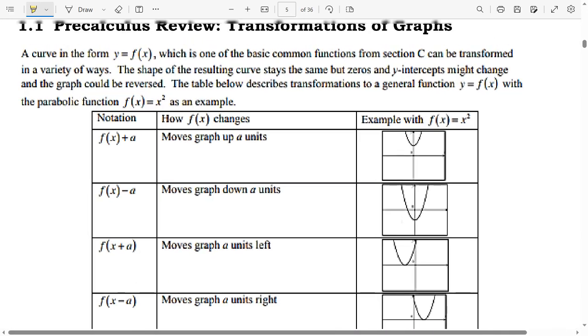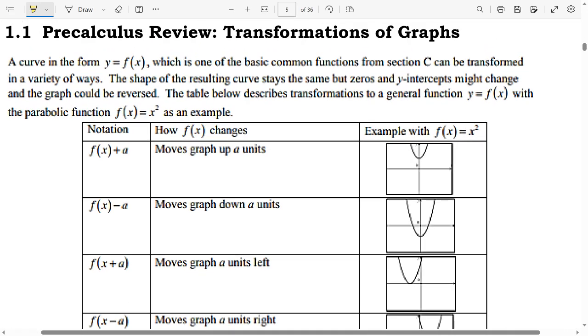So we've got our notation, and we can see how we're going to shift something up, down, left, or right. It says to use the parabolic function y equals x squared as an example. So that means we want to use our formula y equals x squared as our parent function. And let's say we wanted to move the graph up. If I want to move a graph up a certain number of units, let's say I was going to move it up 2 units, then I need to add a number outside of the grouping symbol.